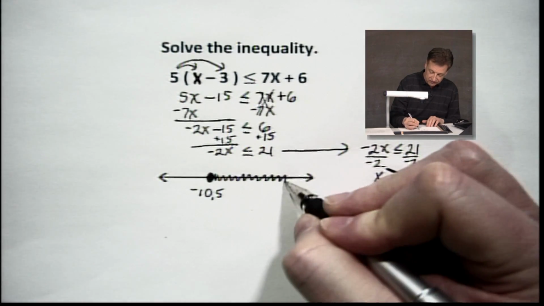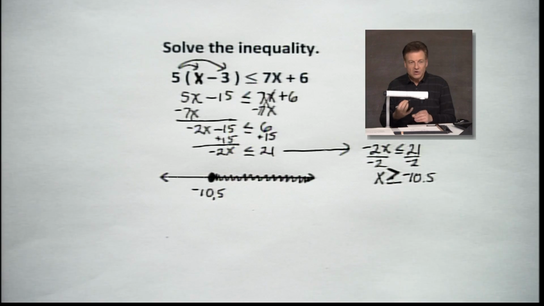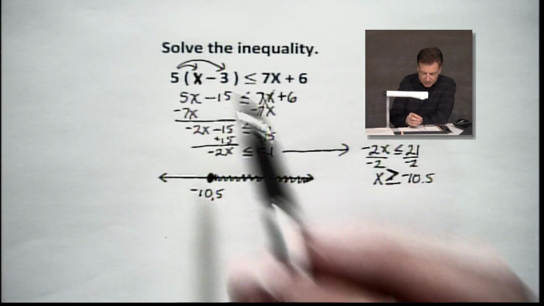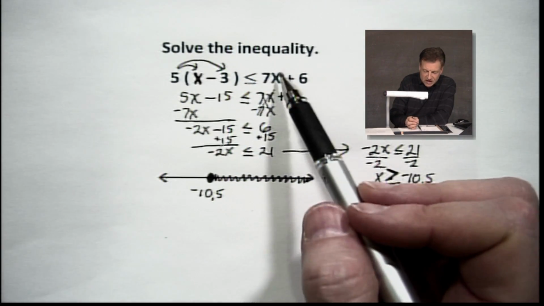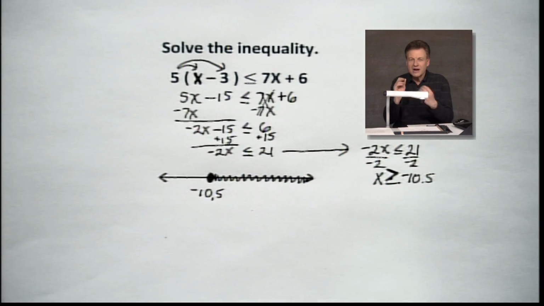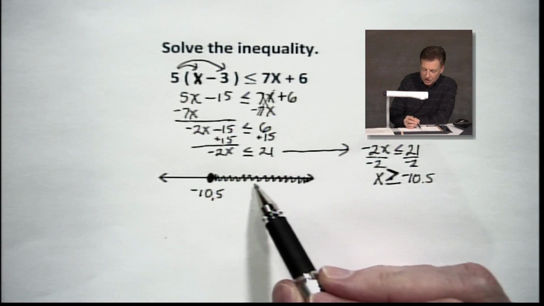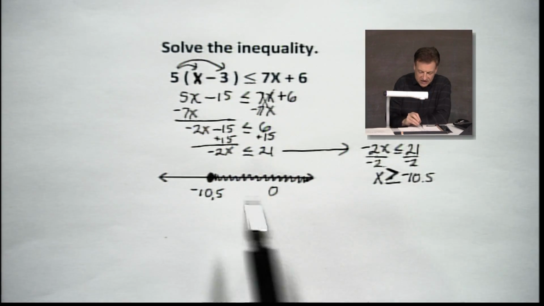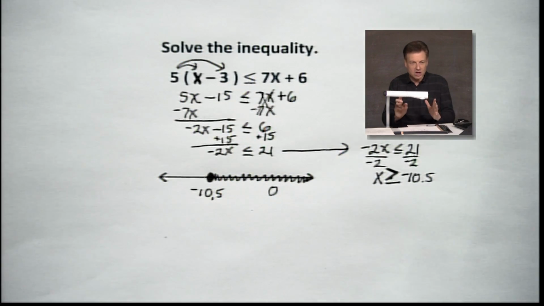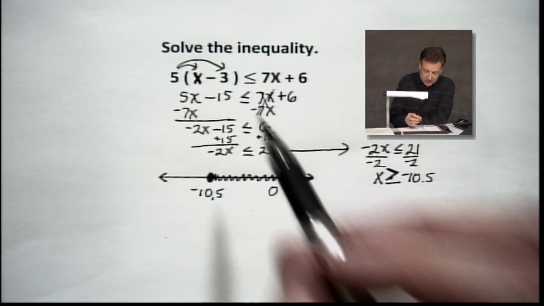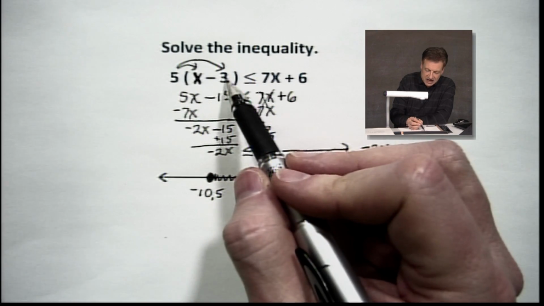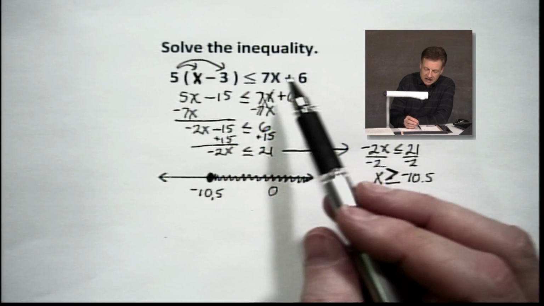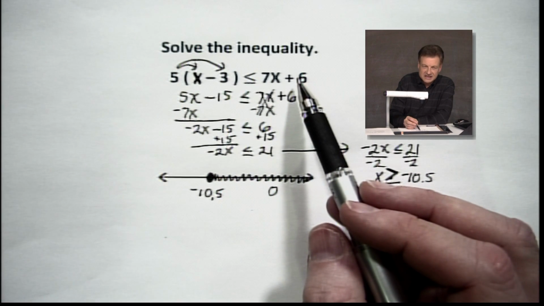And let's run a little test here. We know equals is going to work, well, we hope it does. If you put a negative 10.5 in there on both sides, you will get the equals part. But we're interested in whether we shaded in the right direction. And there's an easy number to figure that out. Move up a little ways, all the way up here. We'll test 0. Because if 0 works, everything in this shaded range will work. So we put a 0 in both places. I'm going to get 5 times negative 3, which is negative 15. And is negative 15 less than 6?